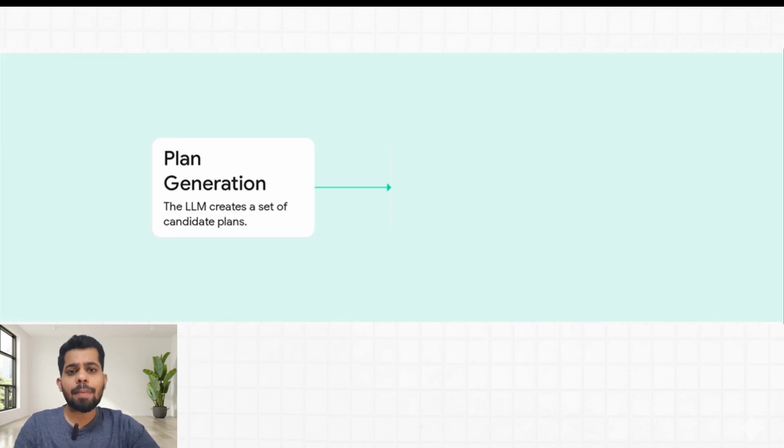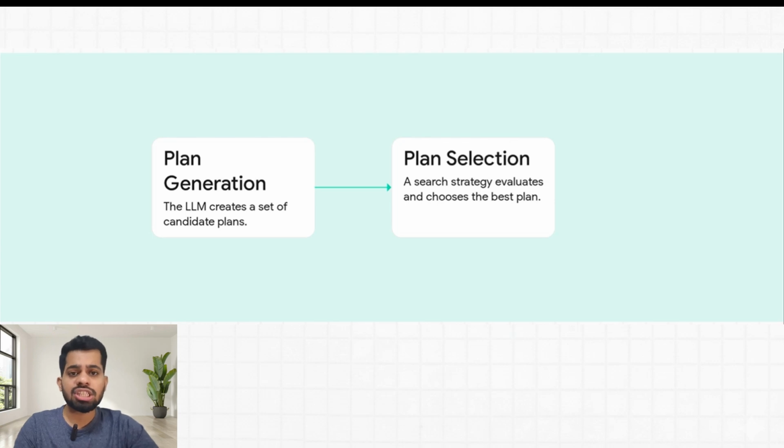First of all, you have generation. That's where the LLM creates a whole bunch of different plans. Step 2 is selection. That's where a search strategy sifts through all those candidates to find the absolute best one.